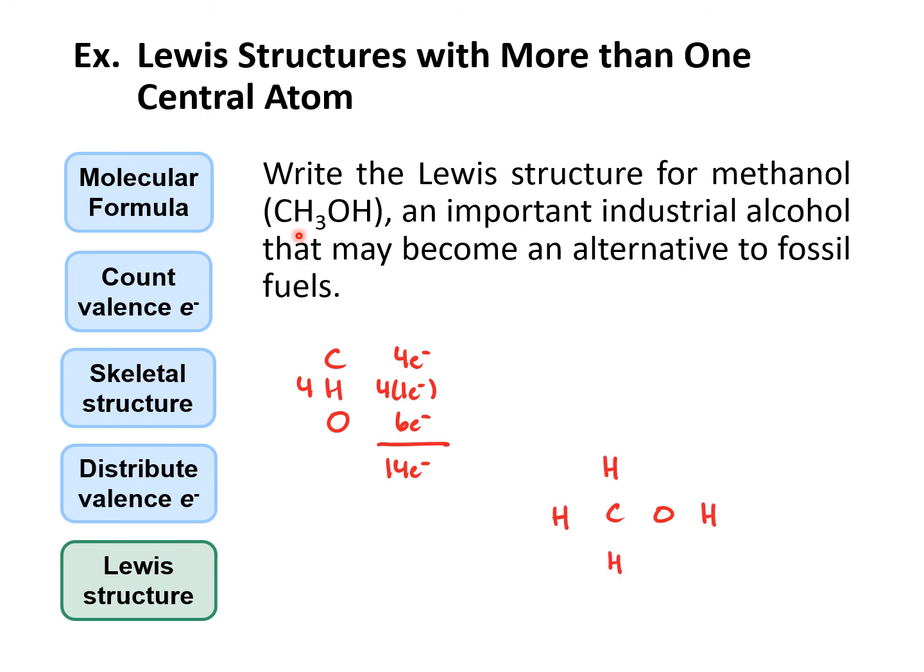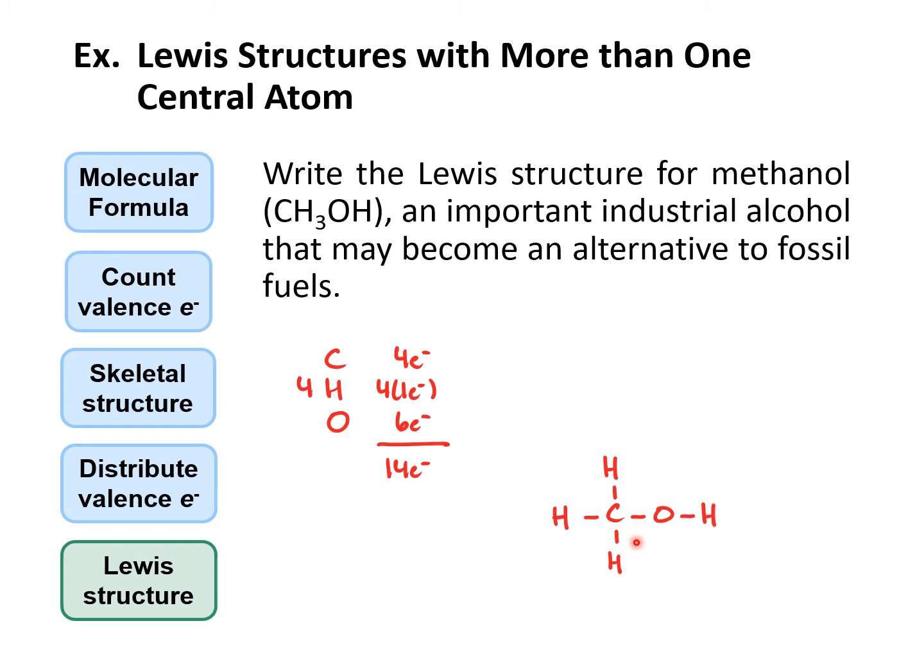So here we have hydrogen as the terminal atoms, and the next step is to connect all our atoms with chemical bonds. And here we should remember that each bond is comprised of 2 electrons. So here we have 2, 4, 6, 8, 10 electrons in bonds.